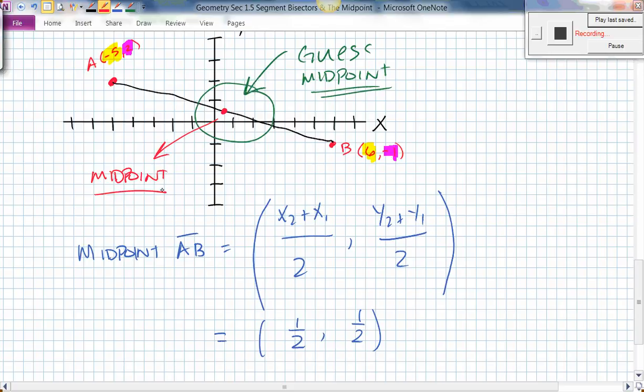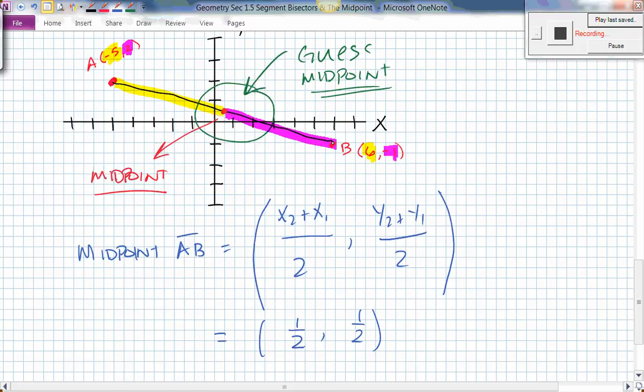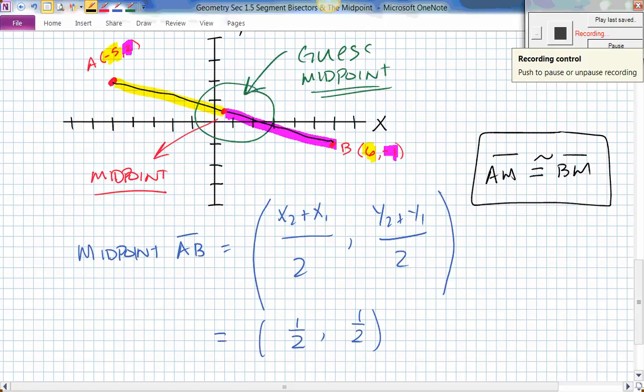And the importance of the midpoint is that it cuts the segment AB exactly in half. So what that means is that from A to the midpoint, and from the midpoint to B, it makes each of those segments congruent. So now we can say that AM is congruent to BM. What do you think about that, everybody? Feel pretty good? Is that easy, medium, or hard? Very easy.